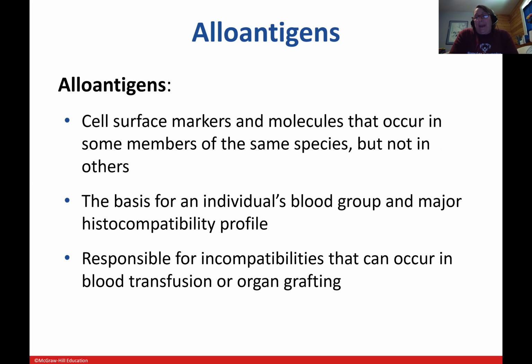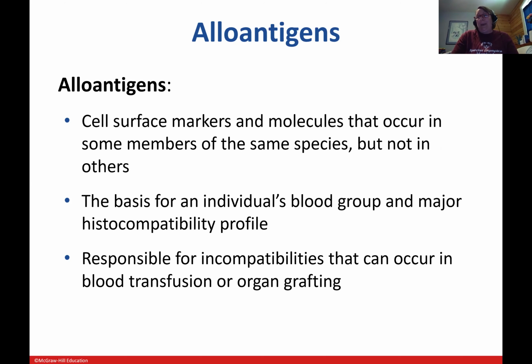Okay, so we talked about a couple of different terms that we're going to want to remember. An alloantigen is a cell surface marker or molecule that occurs in some members of the same species, but not in others. As an example, the basis for blood grouping, the ABO, is an alloantigen. In my case, I'm blood type O, so I have neither A nor B on my blood cells. This is why type O tends to be the universal donor, because we don't have that A or B antigen that would cause trouble in someone who is A or B.